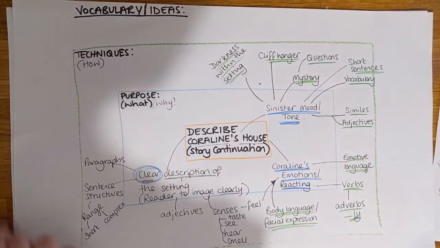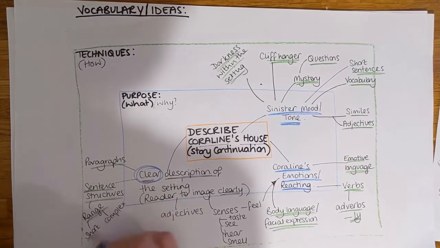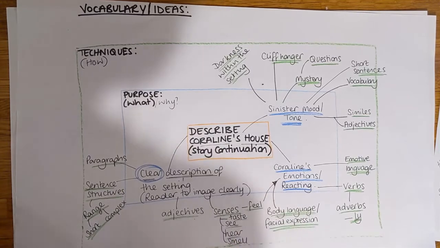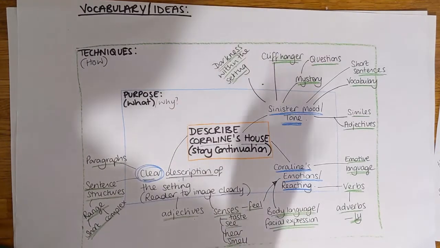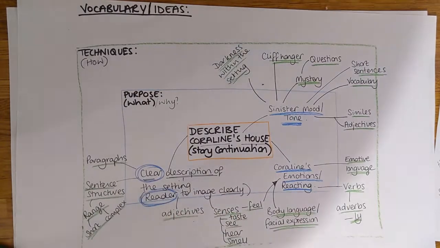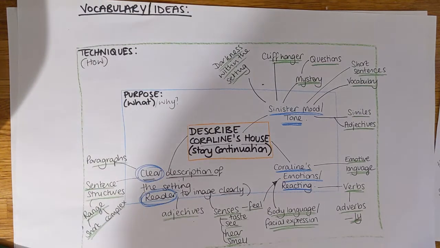So we've got lots of ideas of what we can include to make sure that we are hitting those boxes for clear description. It's important for the reader to imagine it clearly, and also think about your target audience. This is written for children aged between, I'd say, 9 and 14. So that is your target audience. So obviously you are continuing the tone that has already been set by Neil Gaiman in your story.